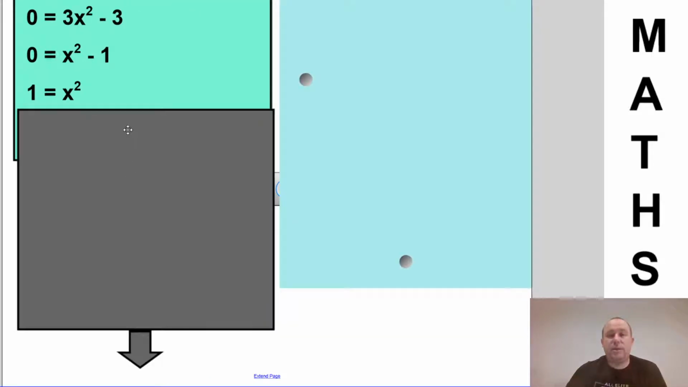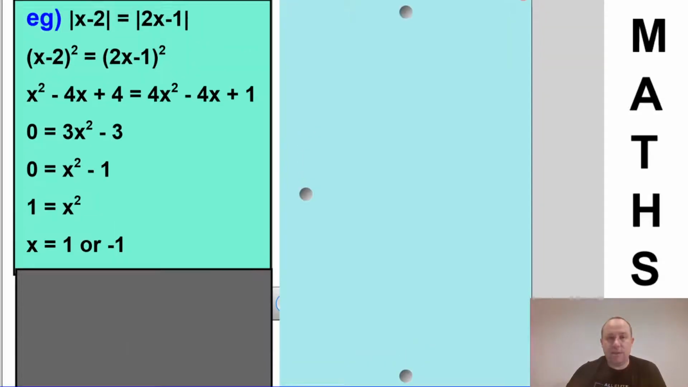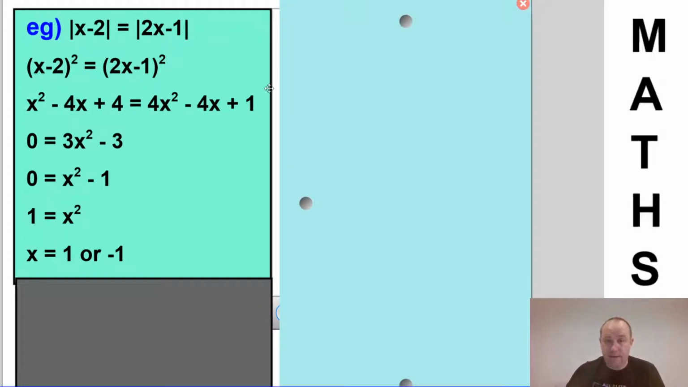Move the negative 1 to the other side. And don't forget, when you do the square root, of course, there's actually two answers to this. It could be 1 or it could be negative 1.